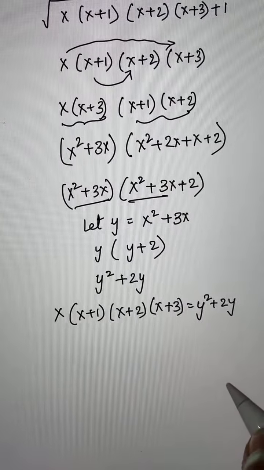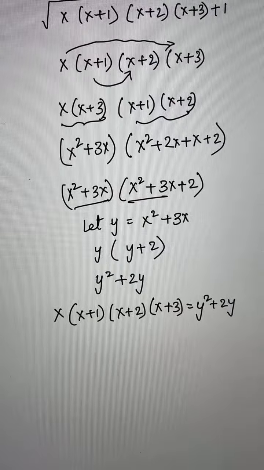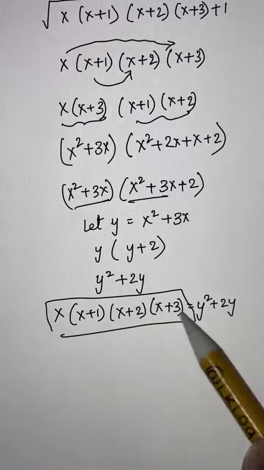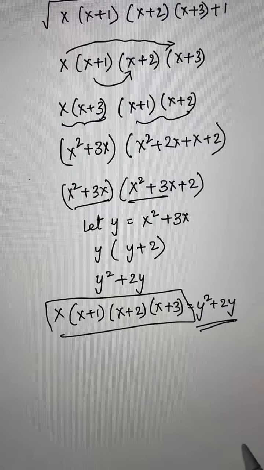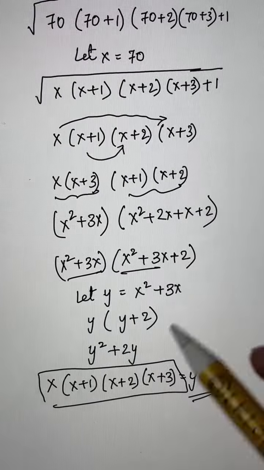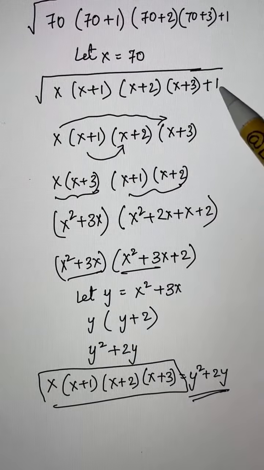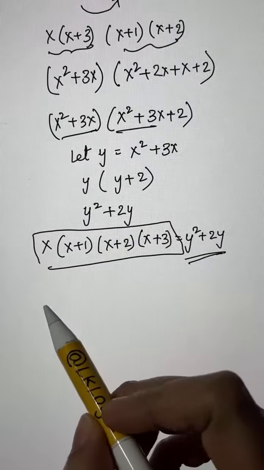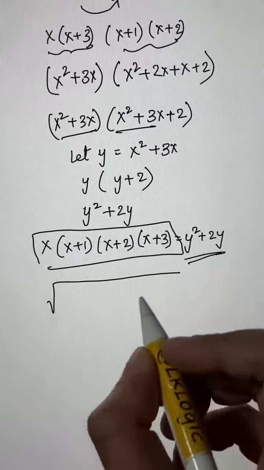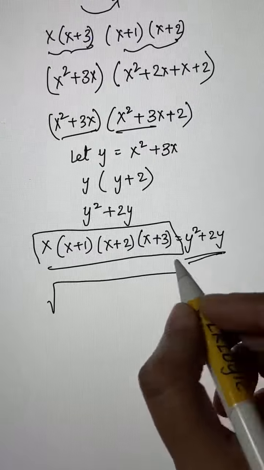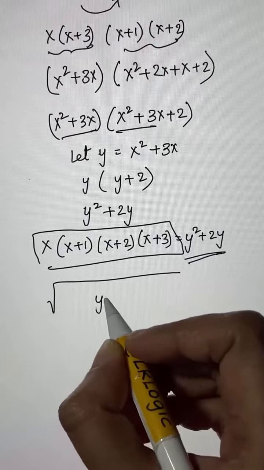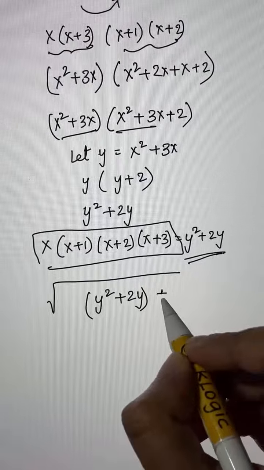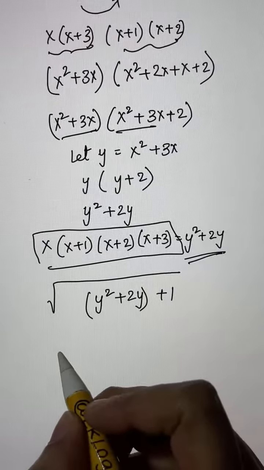Yes? Okay. Now when we solved this part, we got y squared plus 2y. That's what I've written. Now, this part was under the root and you had plus 1. So I'm going to write that back under the root. What did I get? y squared plus 2y in place of this, and then you had plus 1.